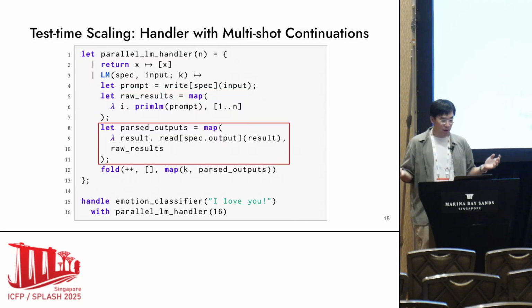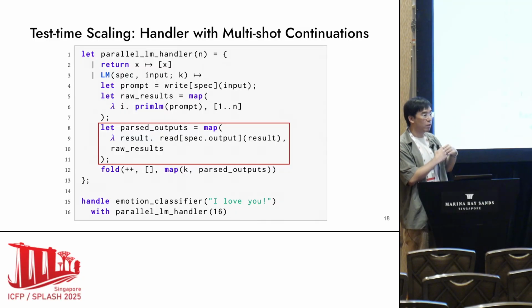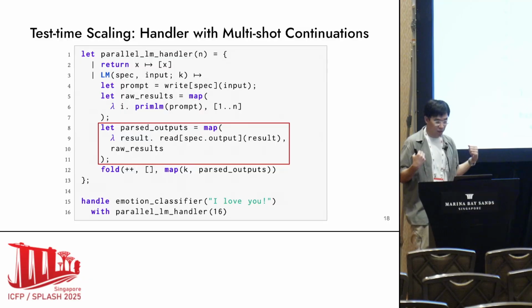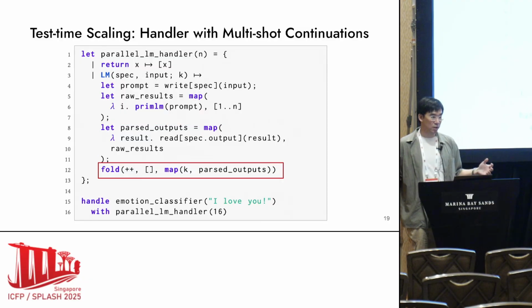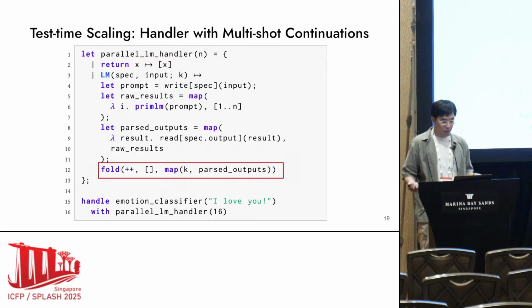So I'm sampling n times from the language model. And similarly, I parse all those outputs using this map function again. So I have an array or a list of outputs from this parsed output. And eventually, I use this fold function to concatenate everything. And so the user will take n outputs from the language model.